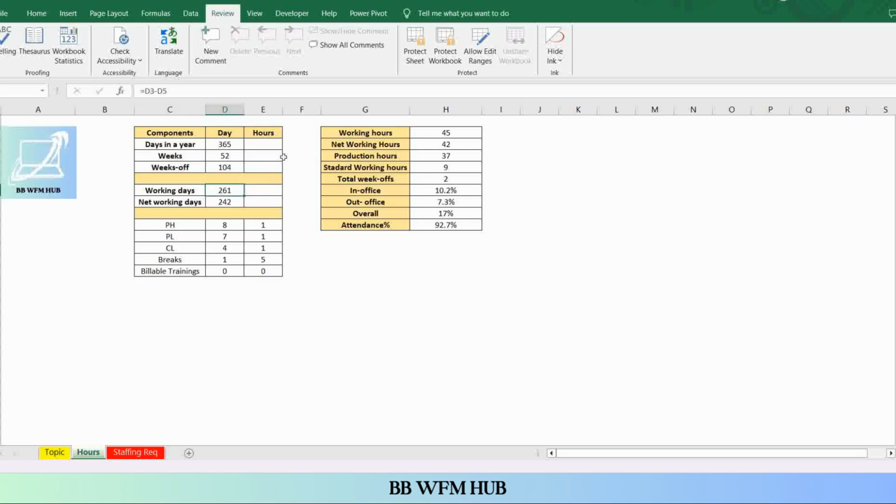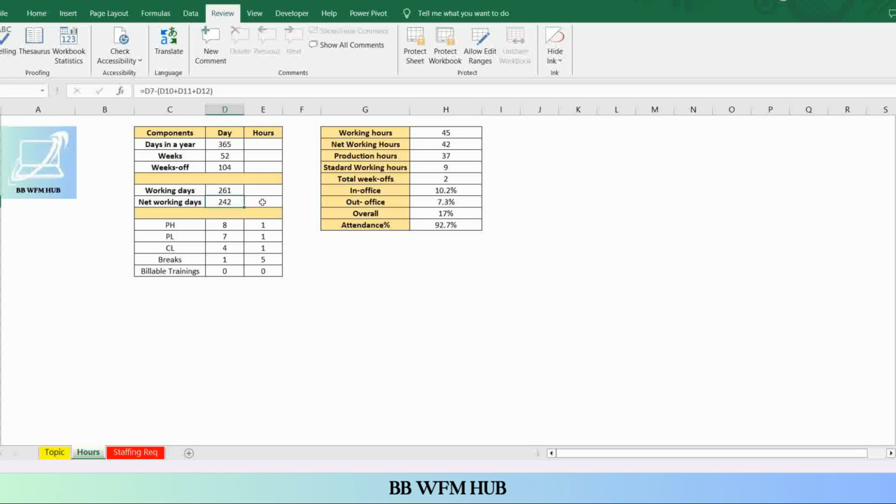And for working days, we are deducting our week offs from the total number of days in a year. So I'm deducting from 365, that is my total days in a year, the week offs, that is 104. So we got 261 working days.